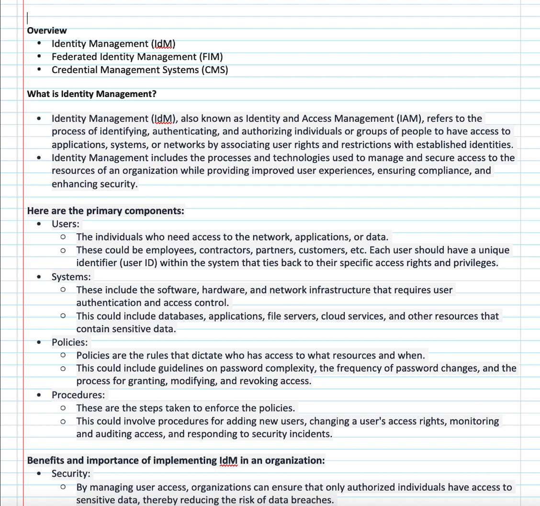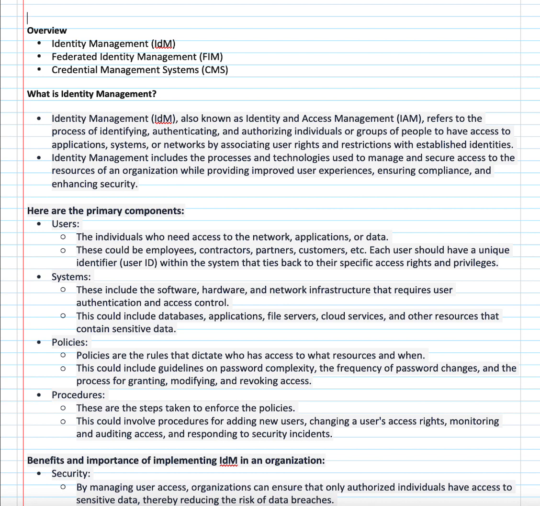Now, there are some primary components as it relates to identity management. One, you have users, systems, policies, and procedures. These are the primary components that are tied to this. Now, users are individuals who need to access the network, applications, or data. Could be an employee, contractors, partners, pretty much anybody. And they have been given a unique user ID that allows them specific rights and privileges within your environment. This can be set up automated, or you can have a person that creates an account for each person when they start. It can be done different ways. But the user is the person who gains access to the data.